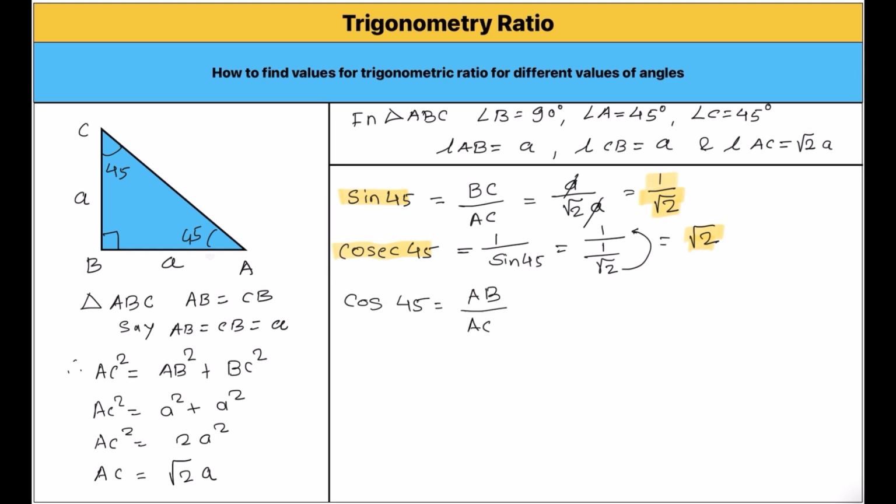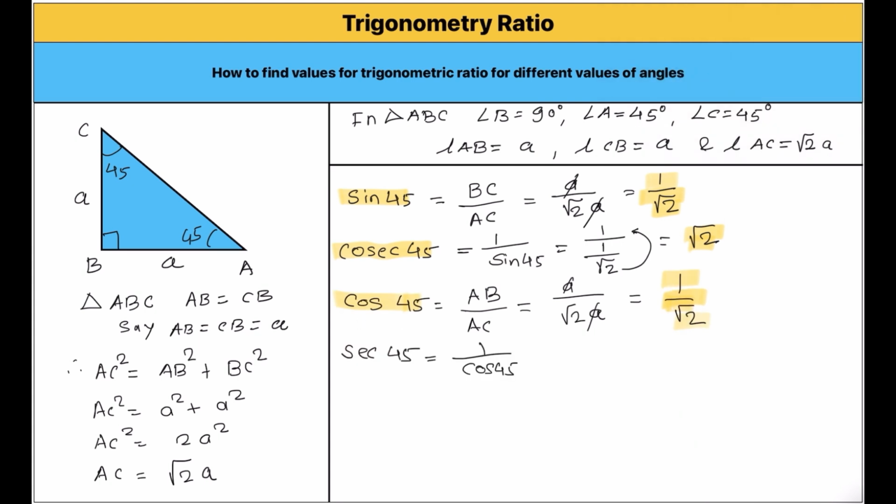Cos 45 is adjacent side AB upon hypotenuse AC. We have AB length as A, AC length as square root 2 A. Replacing, we get A upon square root 2 A. Again, A gets cancelled. That means A upon A is nothing but 1. The answer is 1 upon square root 2. So cos 45 is 1 upon square root 2.